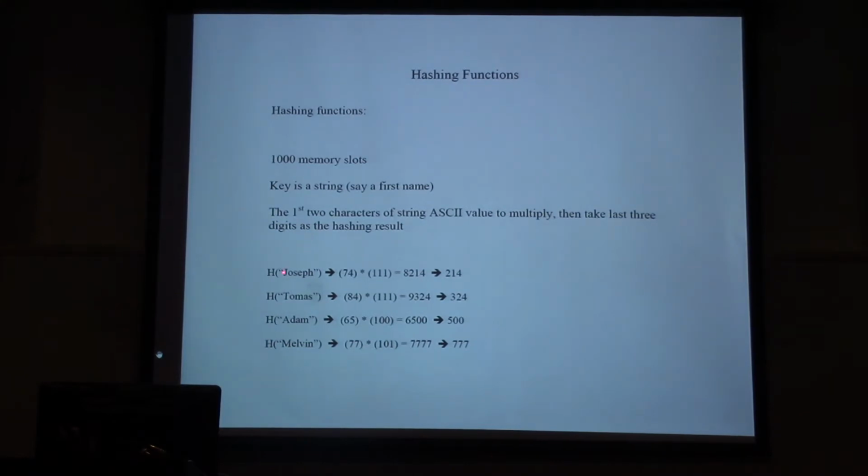So, for example, let's say we want to hash the name Joseph. So we can basically say, okay, 74 is the ASCII value of J, 111 is the ASCII value of O. So if I multiply these together, I get a crazy number, 8214. And then maybe if I do a modulo of 1,000, it'll give me 214. So I'm going to put that guy in 214. Thomas is going to be 84 times 111. I'll do modulo of that, and I'll get 324. You get the idea? So notice that I'm getting different numbers for these different names.